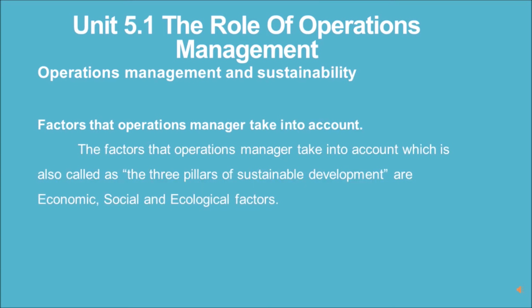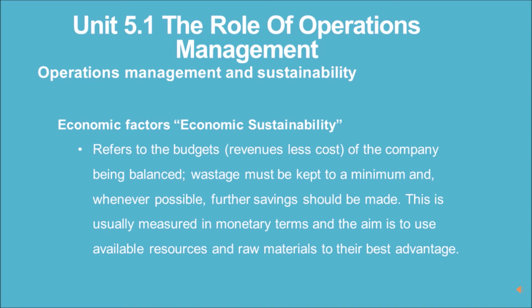Operations management and sustainability. Factors that operations managers take into account. The factors that operations managers take into account, which are also called the 3 pillars of sustainable development, are economic, social and ecological factors. Economic factors. Economic sustainability refers to the budget's revenues less costs of the company being balanced. Wastage must be kept to a minimum and, whenever possible, further savings should be made.